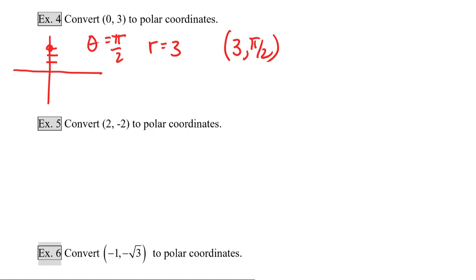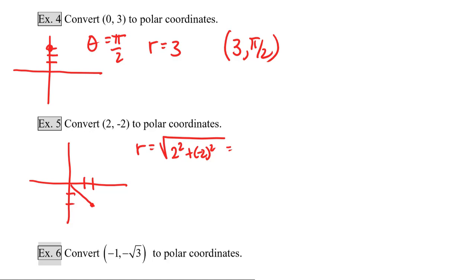Example 5, we're going to convert 2, negative 2 to polar coordinates. So we'll start with a sketch. 2 and negative 2 puts my angle down here in quadrant 4. I can calculate my r by using the Pythagorean theorem. So that's going to be equal to the square root of 2 squared plus negative 2 squared, or the square root of 4 plus 4, which is the square root of 8, which simplifies to 2 root 2.